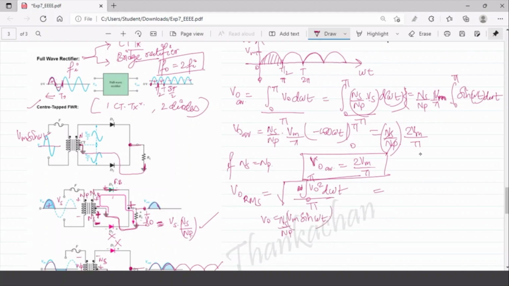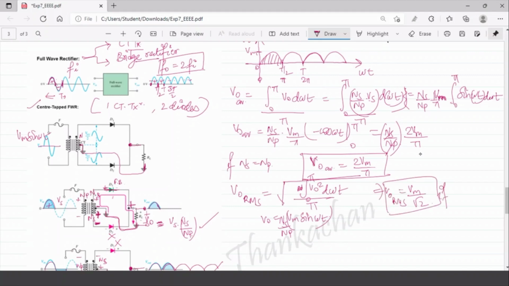So if you substitute this, and similar to the previous case, if you integrate sin square omega t by substituting 1 minus cos 2 omega t by 2 and so on, we'll come to the final value here for a full wave rectifier. For a full wave rectifier, this complete value comes out to be how much? The RMS value comes out to be Vm by root 2. So this will give V naught RMS is equal to Vm by root 2.